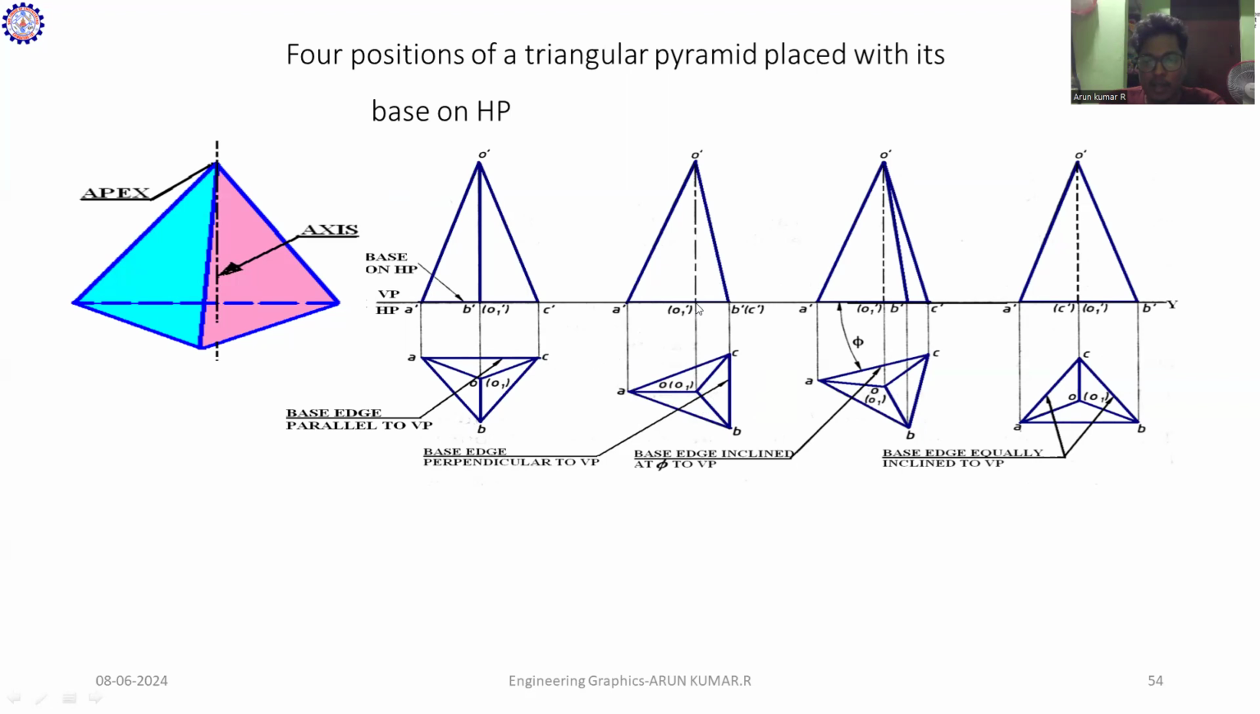Let's move on to the XY line. From the XY line, consider the height of the given solid. What is the height value mentioned here? I take 60 mm and mark it as O dash. Once you mark O dash, join it with the points A dash and B dash. These are the conditions to draw the different positions of the solid. In this lecture series, we discussed two conditions: the base edge parallel to VP and the base edge perpendicular to VP. Let's discuss the other two conditions in the next lecture. Thank you.